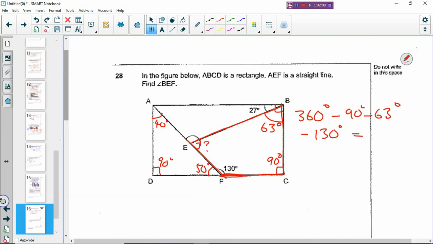Right? Okay, so let's work out and see what do we get. So I'm going to use my calculator this time, so we can do a bit faster. So 360 minus 90 minus 63 minus 130, 77 degrees. So the question mark is 77. Yep. Is it 77? And the answer key is correct. Yep. Okay, that's how you get the question mark.